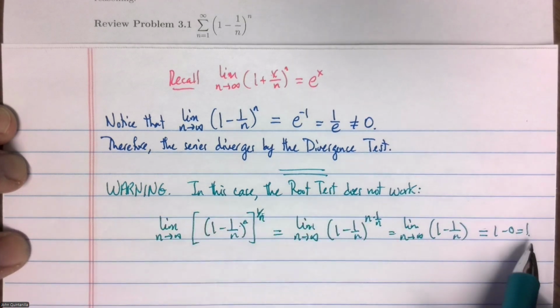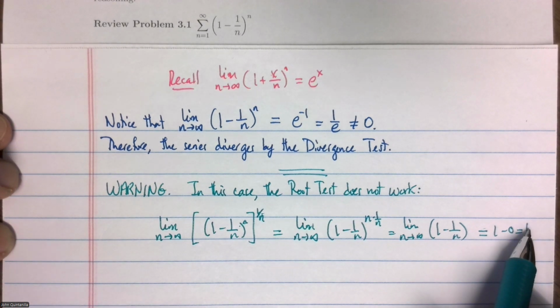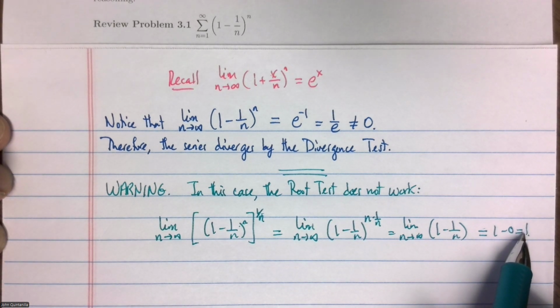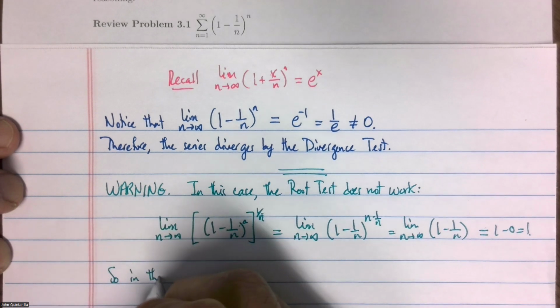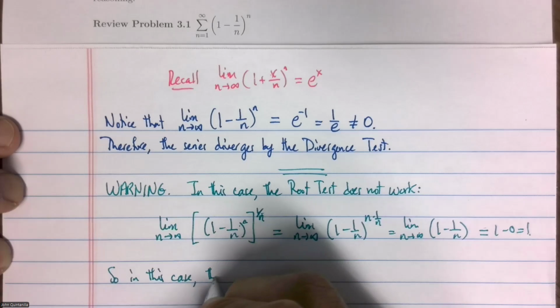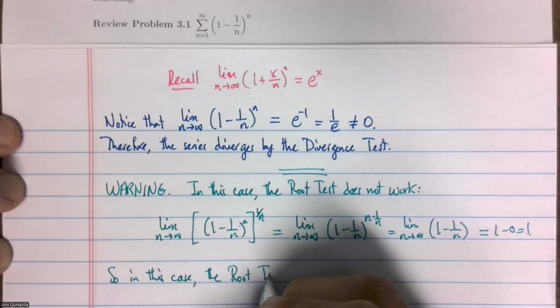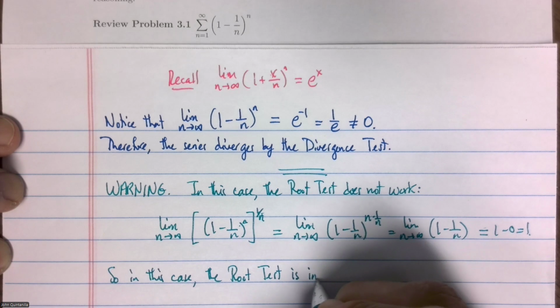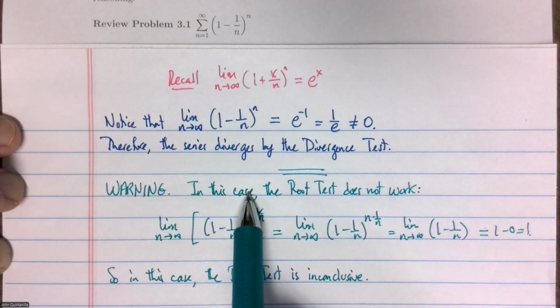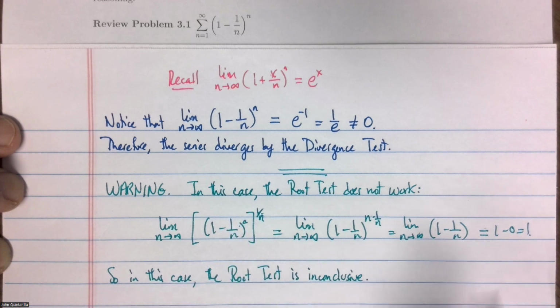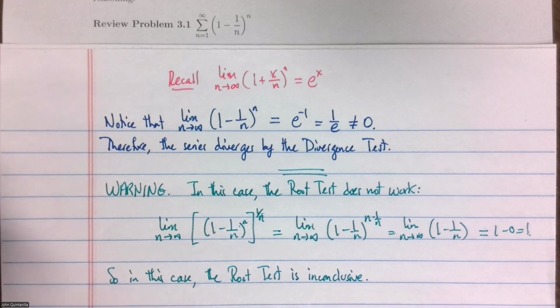Now, if this number was less than 1, we could conclude that it converges. If it was greater than 1, we can conclude divergence. But in this case, we get equal to 1. So in this case, the root test is inconclusive. Everything from here on down is not necessary for test purposes, but I put this here by way of review. If I do the root test and I end up with a limit of 1, then I can conclude nothing about whether the series converges or diverges.